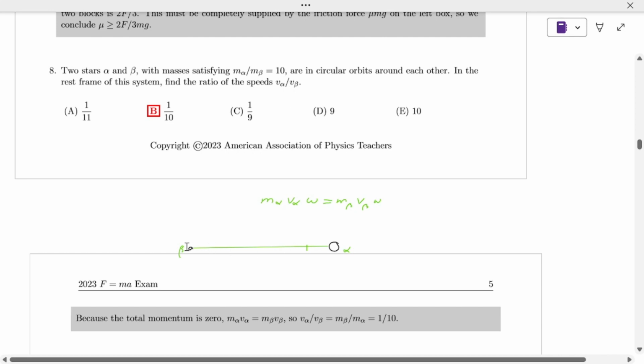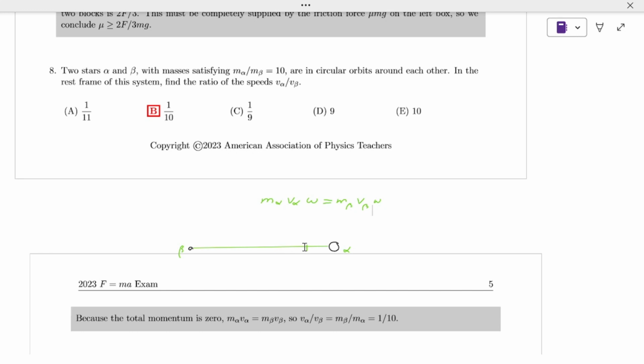So, this motion is centered around the center of mass. That's the center of the circular motions, right? And this is a point sitting along the line connecting the two stars, and the ratio of the radius should be the inverse of the ratio of the mass by definition, right? But you don't really need to use all of that information when solving this problem.